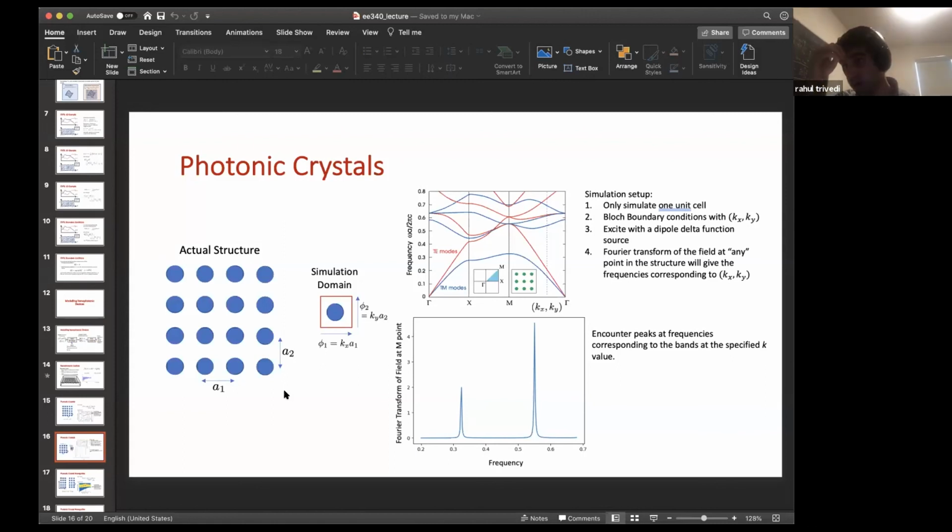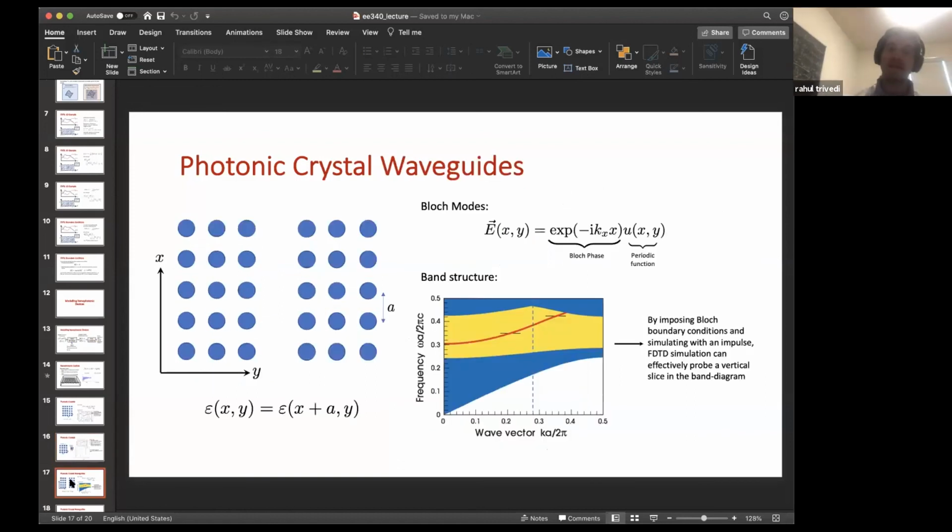Okay, cool. So let me take a last example, and that's of a waveguide. This is exactly the same thing as a photonic crystal. It's just a 1D photonic crystal, right? There's periodicity in one direction. So now you want to probe a band structure that looks something like this.